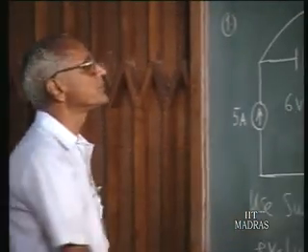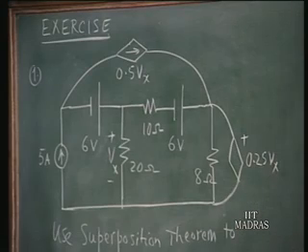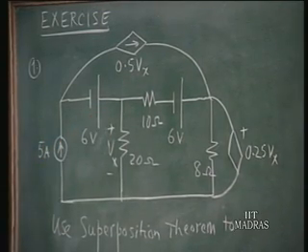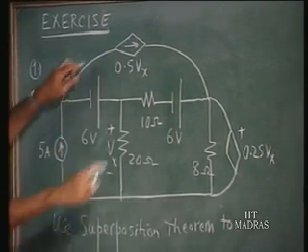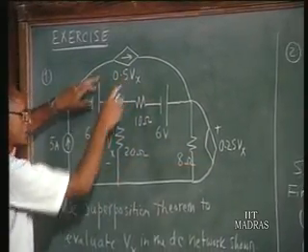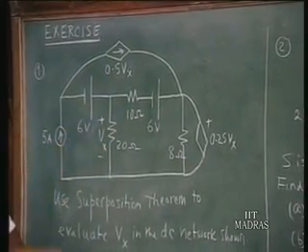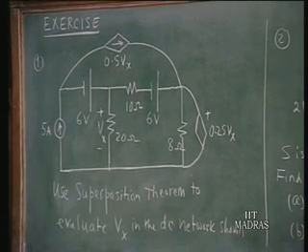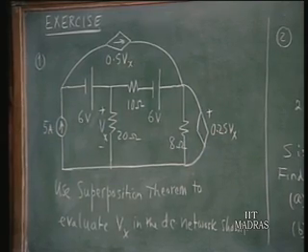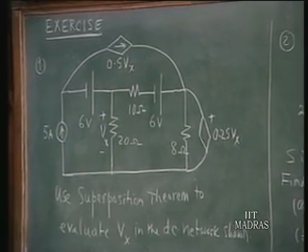Problem number 1: we have essentially a DC network in which there are three independent sources, two voltage sources and one current source, and we have two dependent sources, one voltage source and one current source, both dependent on the control voltage Vx. Take down this particular figure and use the superposition theorem to evaluate Vx in the DC network shown.